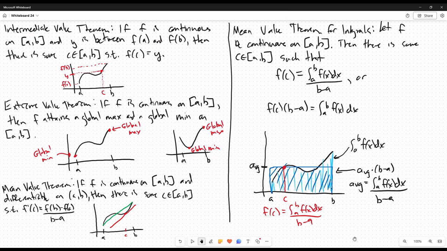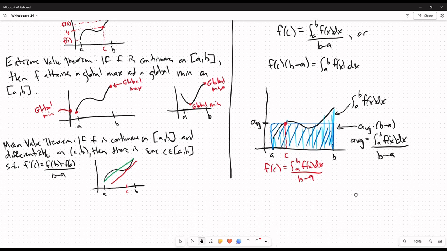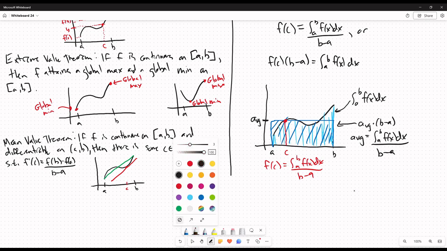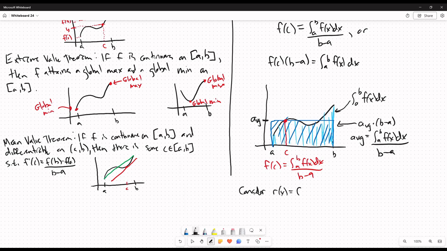And I'm going to give myself a little bit more space here. Why do we call this the mean value theorem? Well, instead of thinking of f of x, let's consider r of x, which is going to be the derivative of some other function f of x. So I'm using r to stand for maybe rate. Then the mean value theorem for integrals tells me that there's some c between a and b such that r of c equals the integral from a to b of r of x dx over b minus a.